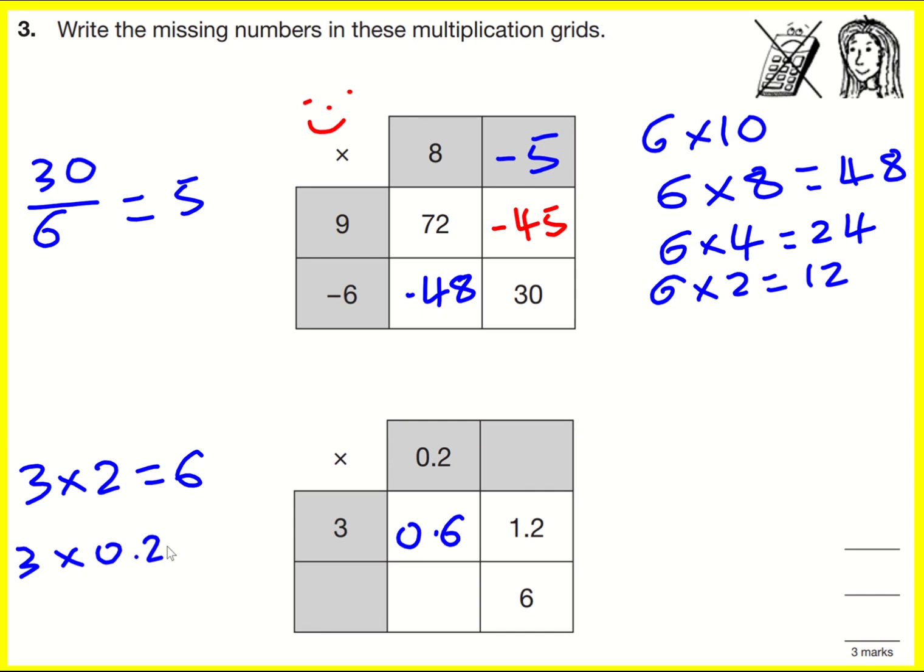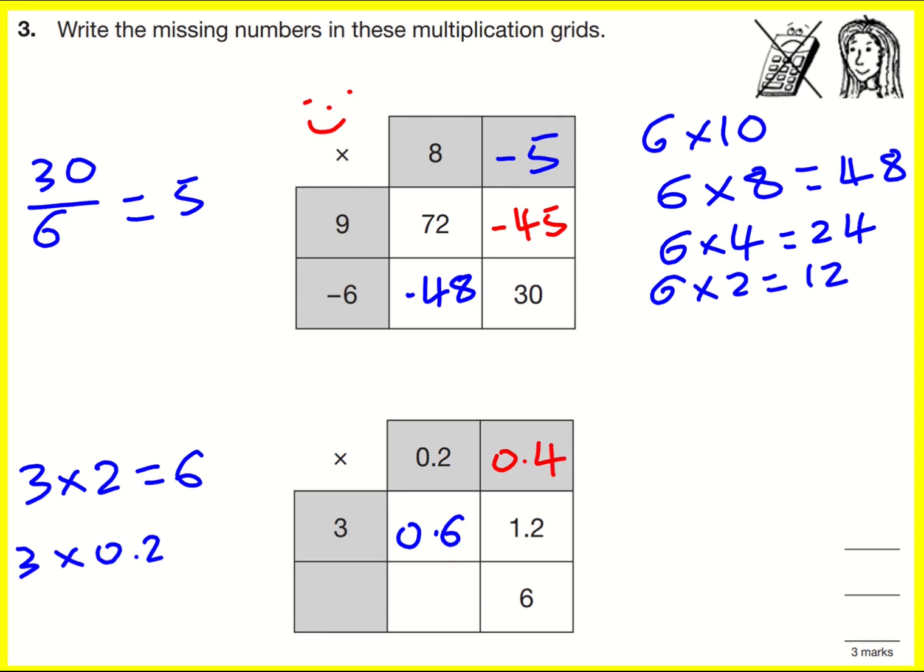Next up, we have this, we need to use this 1.2 now. So I've got 2 missing in the column here and the row here. So 3 times something is 1.2. Well, actually, we can spot that 1.2 is just double 0.6. So this has to be double 0.2. It's going to be 0.4.